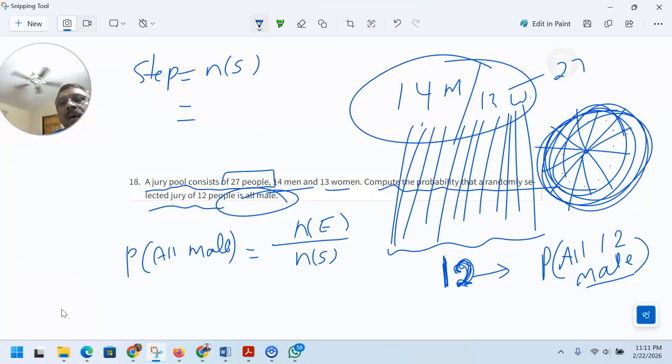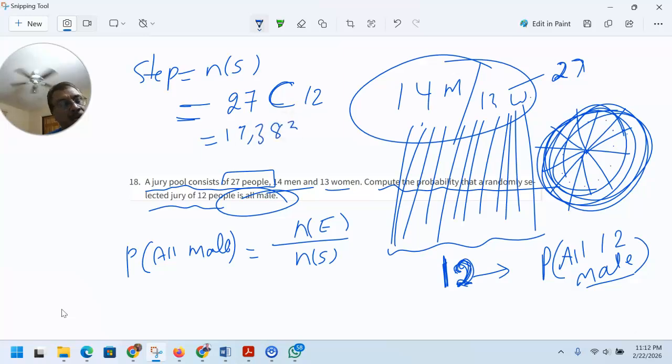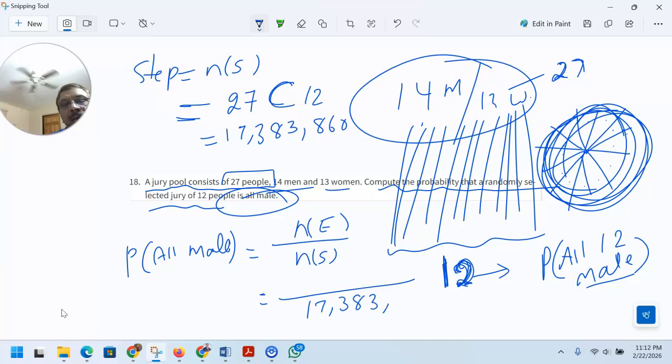And you're picking it from 27. So from 27, you're picking randomly 12 of them. If you use the calculator, this answer is 17,383,860. So that part will be at the bottom here. This will be 17,383,860. Now, what is the meaning of the second piece?